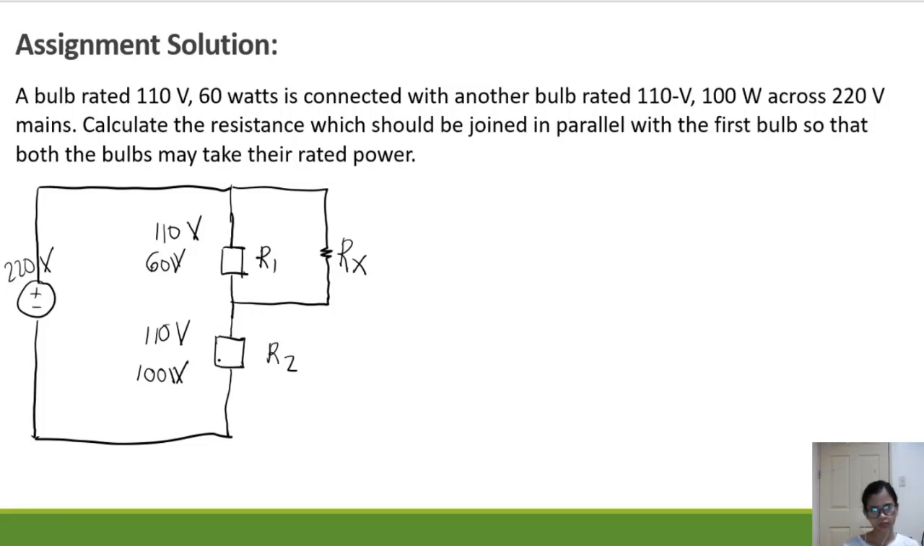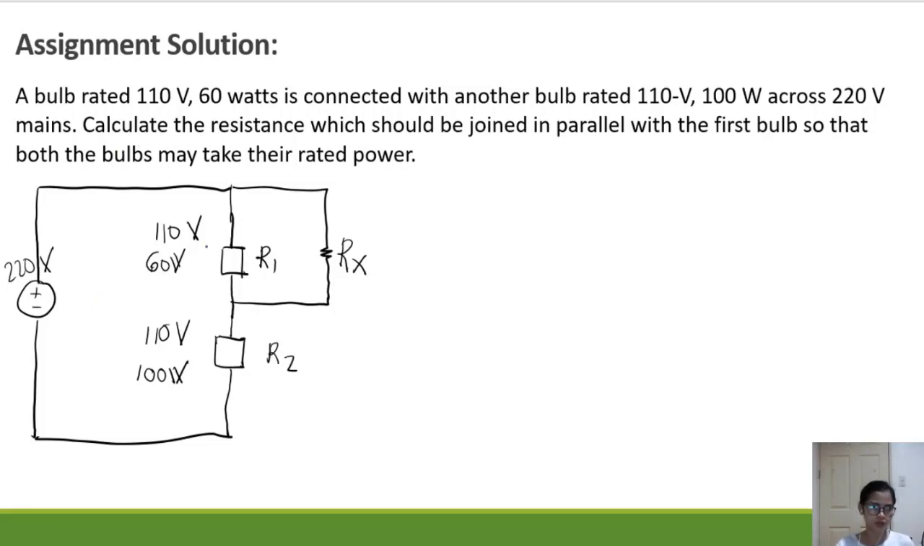When they are connected in series, since we have here Rx that is to be connected in parallel, if we leave that out, like there is no Rx, if this is only the diagram, then they cannot take their rated power. That's why we need to put Rx.